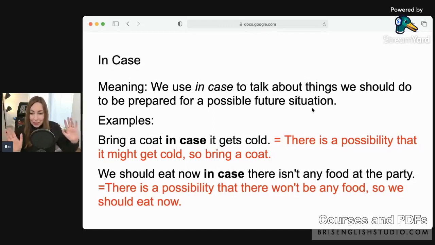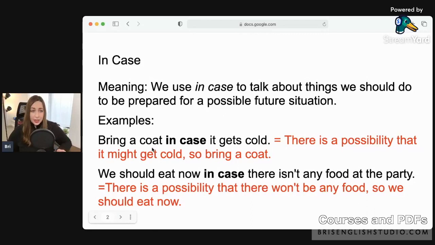Oh, hello from Korea and Romania. Ohayou gozaimasu, Raju. Hello from Sudan. Okay, so if you're just joining us, we just started, that's okay. We use in case to talk about possible future situations and what we're going to do to prepare, okay? So let's look at the examples so you can kind of get a sense of how to use them.